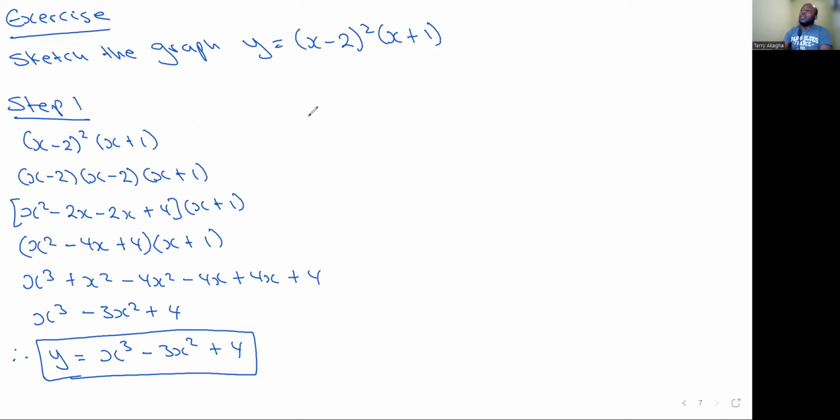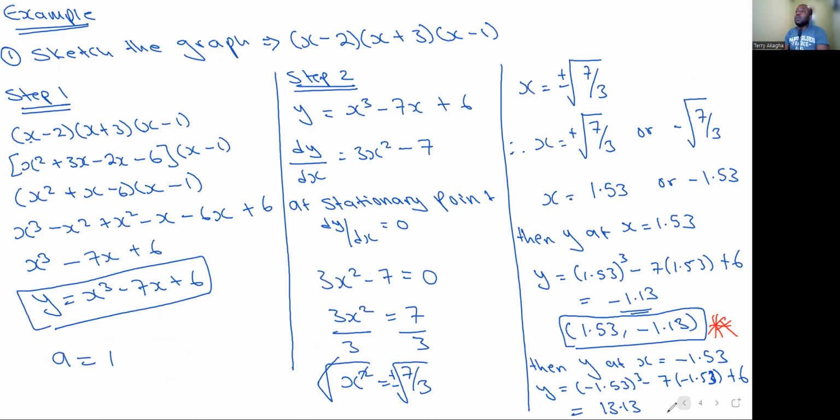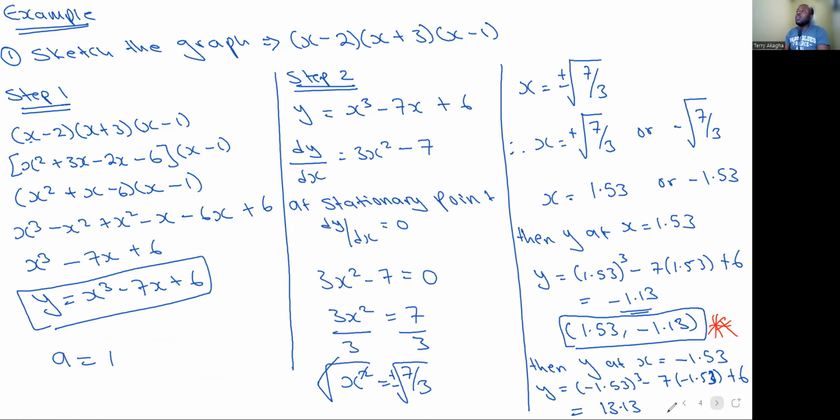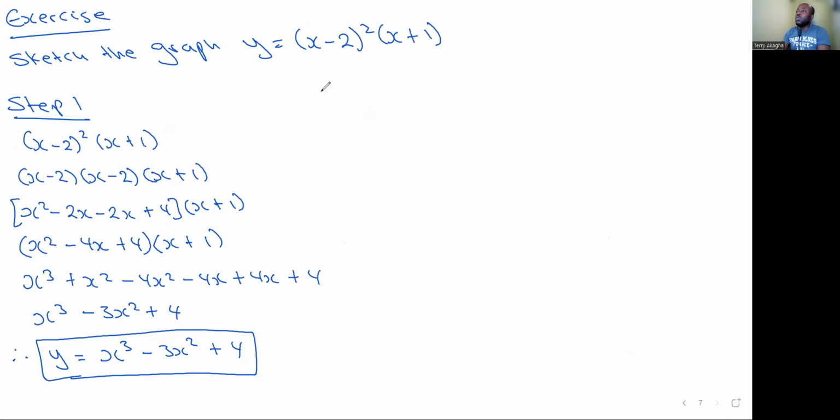Good. Now, the next one is step 2. Step 2 is that we are now asked to what? Find the stationary point. So let's find the stationary point. Remember, when we talked about stationary points, I have a video on differentiation. Please, if you don't know how to find a stationary point, I have all the steps there. But now I'm going to just go straight and solve it.